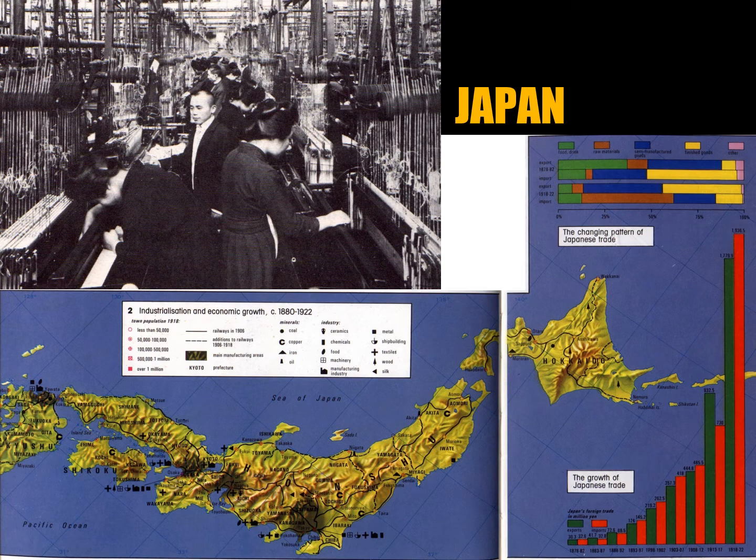Here you can see a Japanese silk mill in 1905, and you can see in the bar chart the growth of Japanese trade on the right, and it was incredibly rapid, just a magnitude increase in about 30 years.